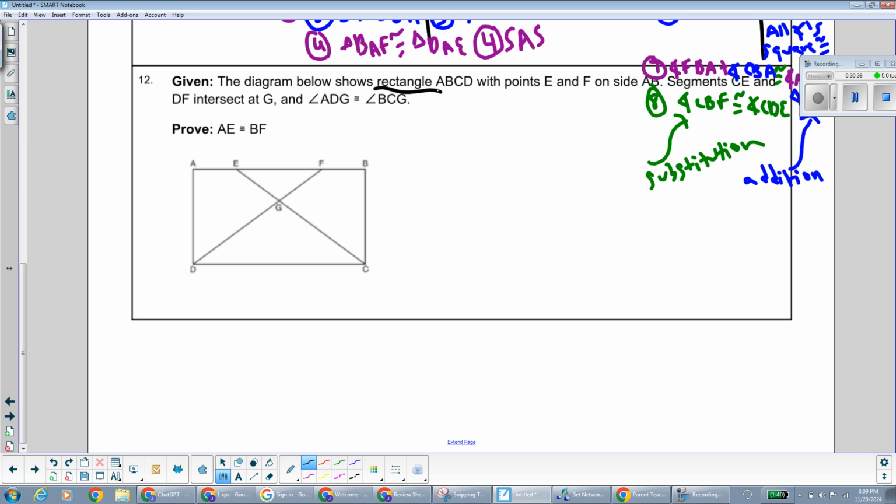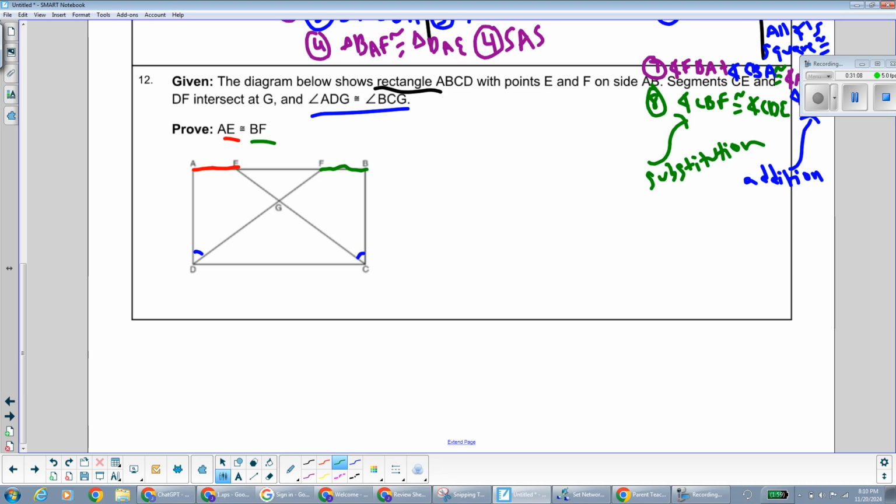We have rectangle ABCD. The whole big quadrilateral is a rectangle. And we also know that angle ADG is congruent to angle BCG. And our goal is to prove that AE is congruent to BF.